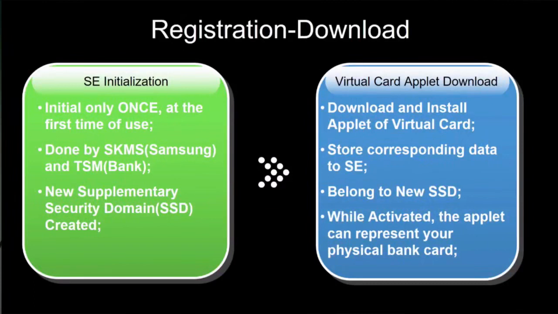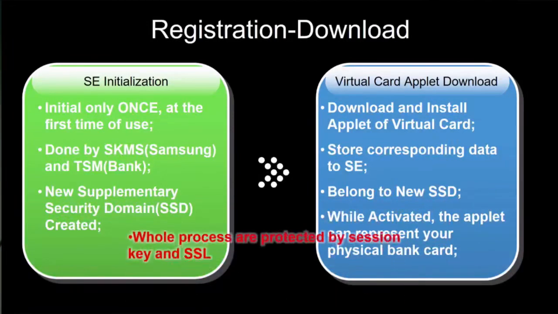This is the general part of downloading. The first is SE initialization, and the second is virtual card applet download. In this SE initialization, a new security domain was created by Samsung, which we can call the supplementary security domain. This domain is just a room that your virtual card applet runs in. But both of these processes are encrypted and protected by session key and SSL.